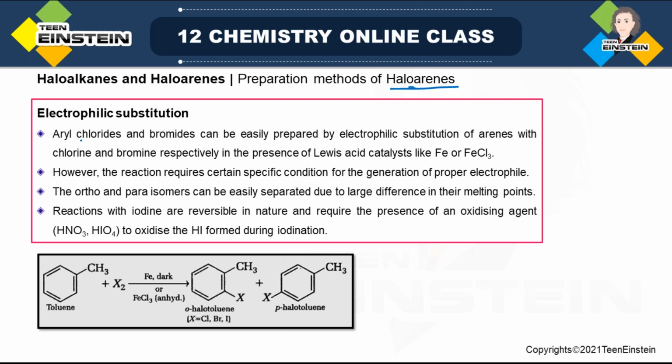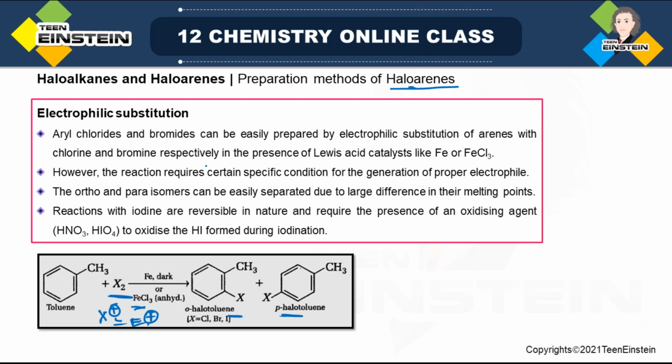Now in this reaction, here you can see we have taken toluene and in presence of bromine, that is X2, and catalyst you can use two different conditions. One is iron in dark, another one is FeCl3 in anhydrous condition. Now methyl group, it is ortho-para orienting, so that is why X plus, that will be generated from X2, which is actually the electrophile, that will be inserted in the ortho position. This is ortho-halotoluene, or it can be inserted para position, so this is para-halotoluene.